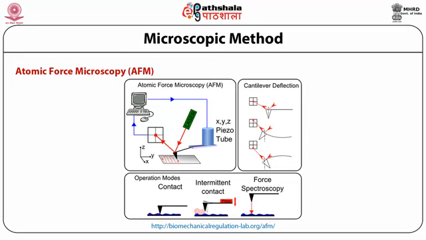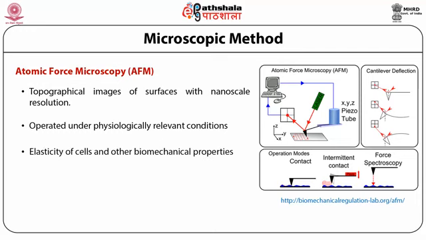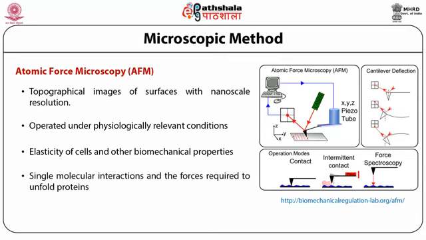Atomic force microscopy is also capable of force spectroscopic measurements. This technique gives a topological image of surfaces with nanoscale resolution. They can be operated under physiologically relevant conditions. The elasticity of cells and other biochemical properties are also determined, and it also provides information about single molecular interactions and the force required to unfold proteins.